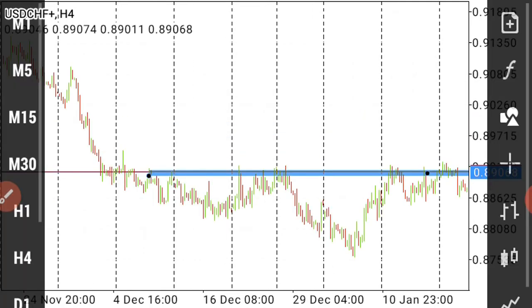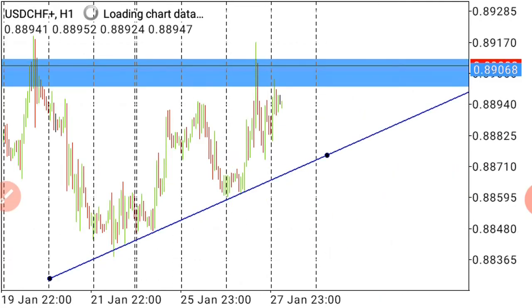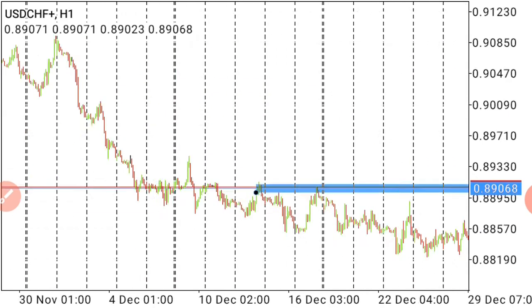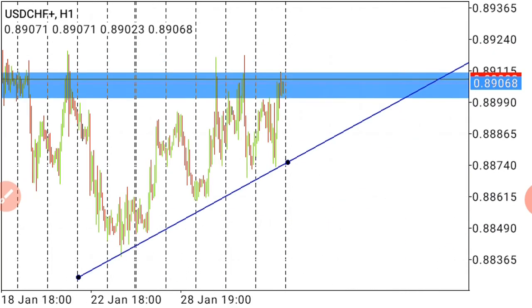Okay, so let's go to the H1 so you can see clearer. So this is it. I'm sure you also know what you're expecting. Similar something breaks the what? The resistance. Comes back to retest it. Shows us our confirmation signals. Then we what? We long the market.